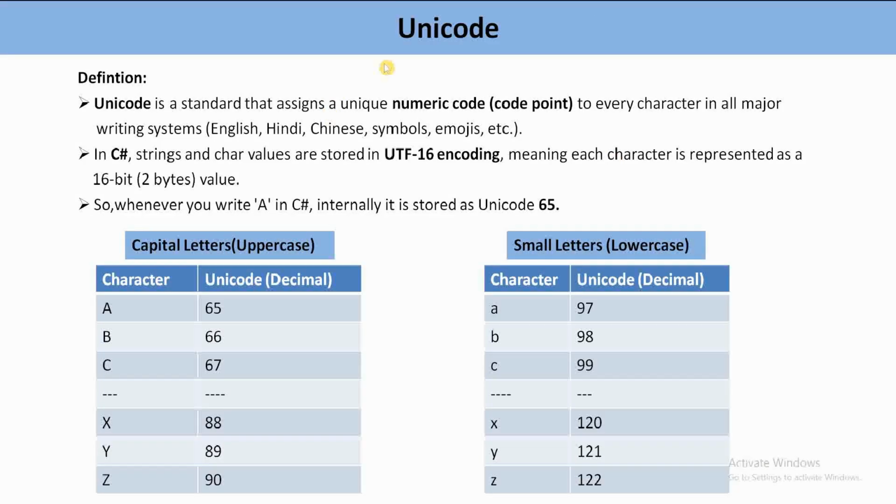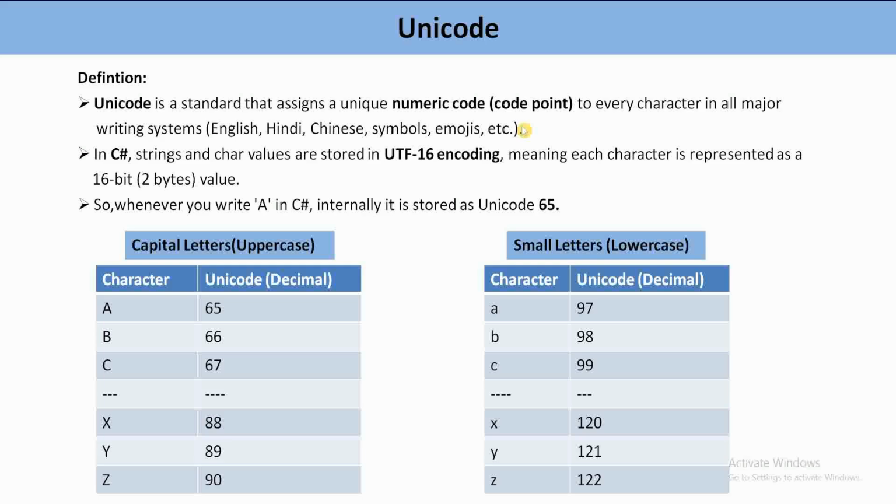Next we have Unicode concept, as we already studied about it earlier in our compare method, where we used Unicode characters. So what are Unicode characters? A Unicode character is a standard that assigns a unique numeric code point to every character in all major writing systems. For example, English, Hindi, Chinese, symbols, emojis, etc. Suppose if we are using Unicode, these are the unique values which we are using, because Unicode provides us a numeric code, means a value, for every character.